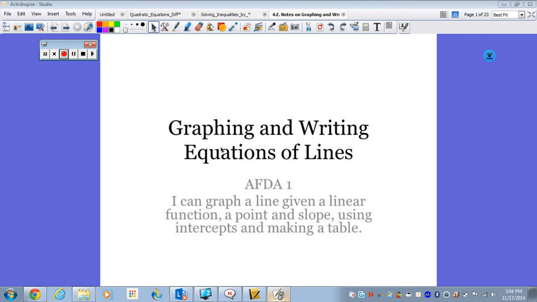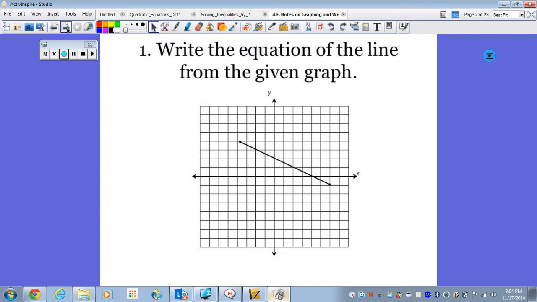So this particular video is entitled Graphing and Writing Equations of Lines, and you can see there is the standard that we're working on. So let's just go ahead and jump right in. There are 23 slides, so we have quite a bit to do. So the first example, and a lot of this is just a review from Algebra 1.